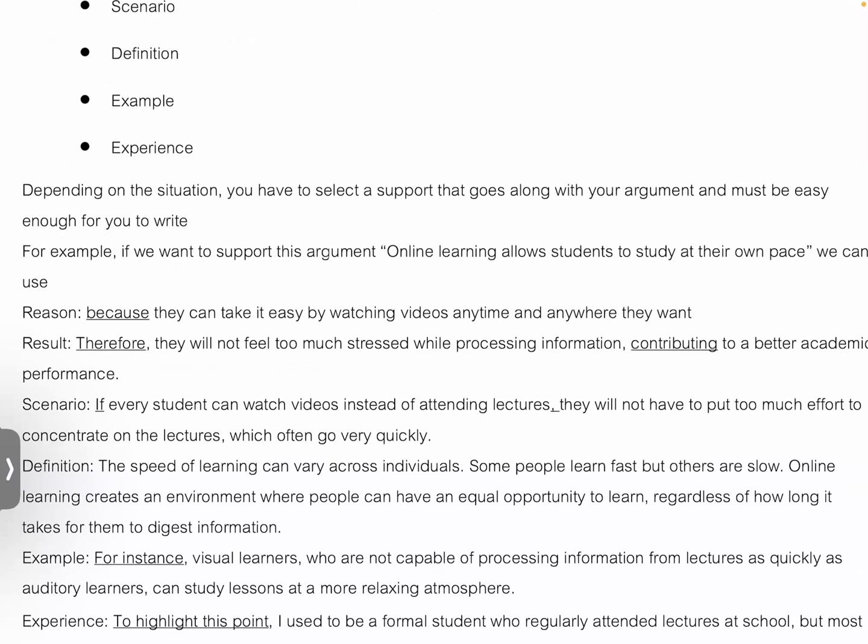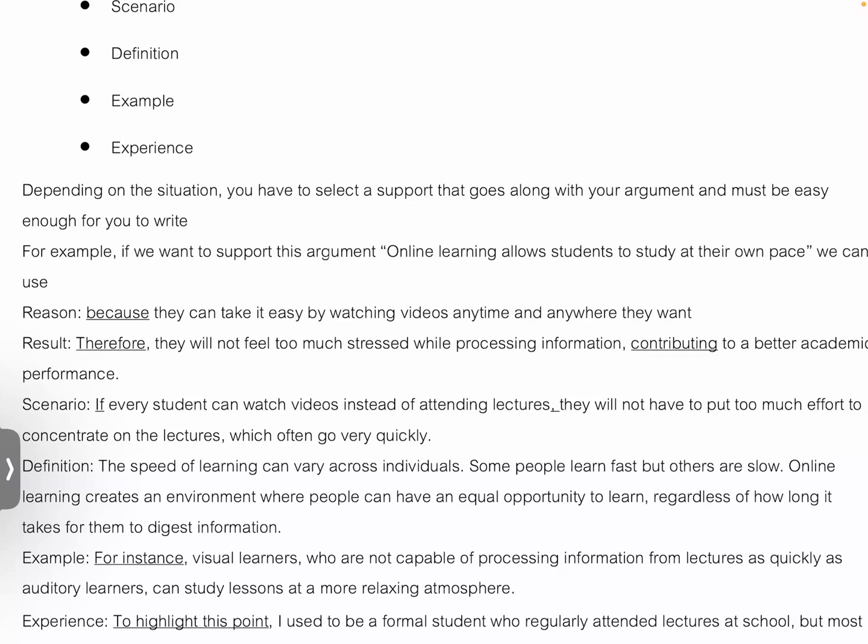Next, scenario. A scenario is an imaginary situation. It doesn't have to happen, but based on some sort of theory or principle, this can actually happen if something continues to exist, if a problem doesn't get resolved. So in this case here, if every student watches videos instead of attending the lectures, they won't have to put too much effort into concentrating on the lectures, which often go very quickly.